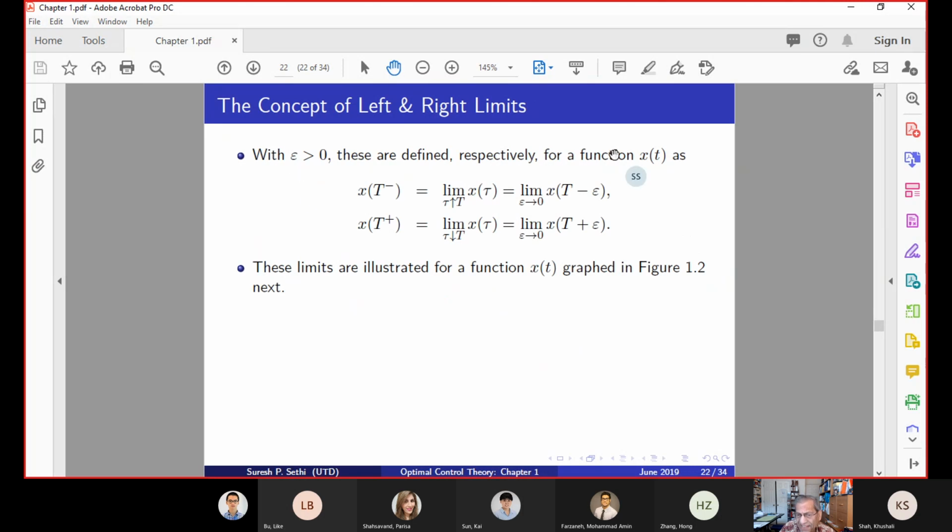We need left and right hand limits of a function. So this is the limit from below. If tau goes up to t, that gives you this limit. We call it x(t-). It is the same as the limit of epsilon going to 0 of the function at capital T minus epsilon. And x(t+) is the same limit as epsilon to 0, x at t plus epsilon.